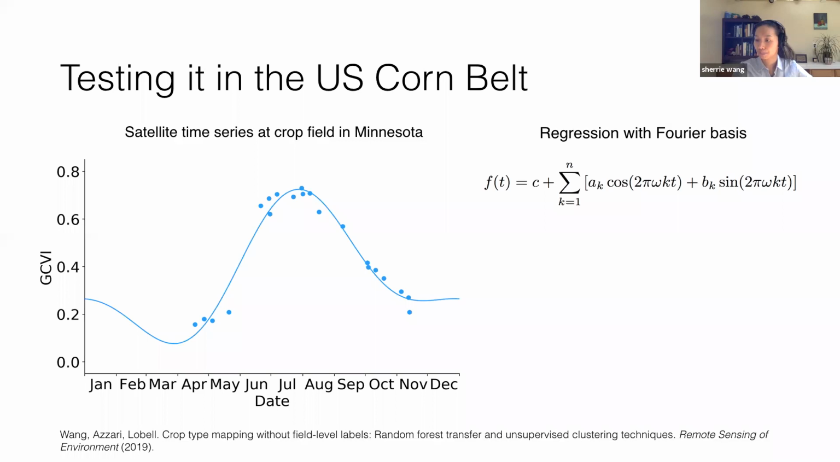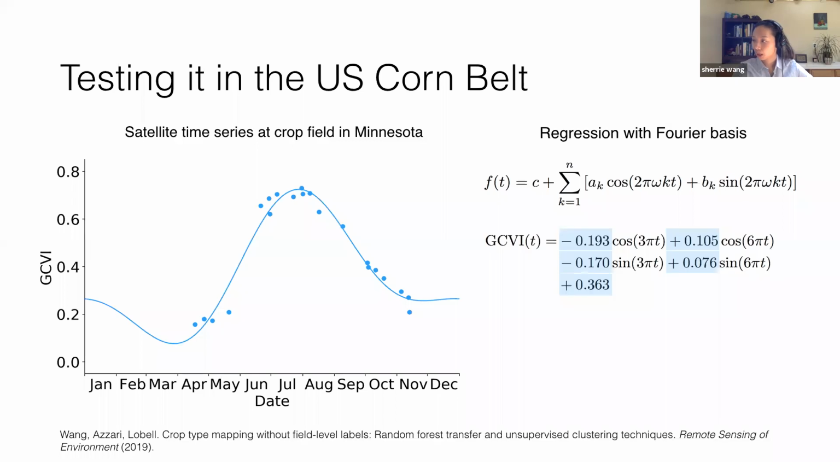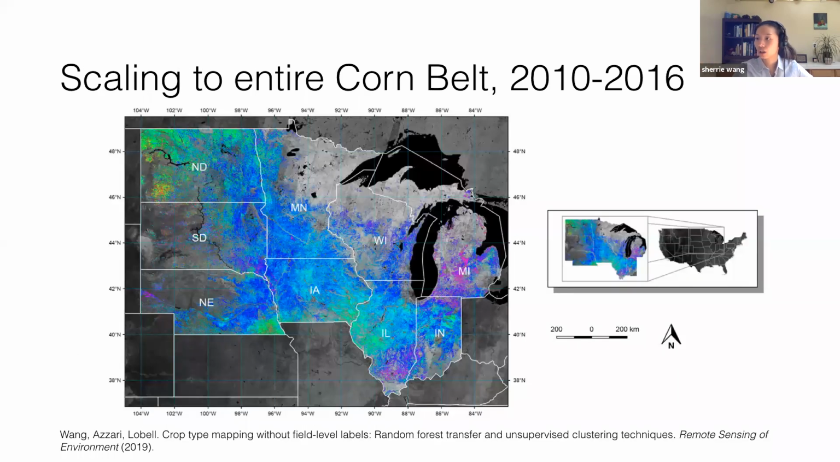And that curve is going to be a regression with a Fourier basis, which I'm showing here in this equation. More concretely, I'm going to regress GCVI on a bunch of cosines and sines. And here I've fit this curve with omega, the hyperparameter, equal to 1.5. And then the regression coefficients that I get out of this, I'm going to use to do the clustering. And it turns out that the clusters that we get out of these features do correspond in a lot of cases to crop types.